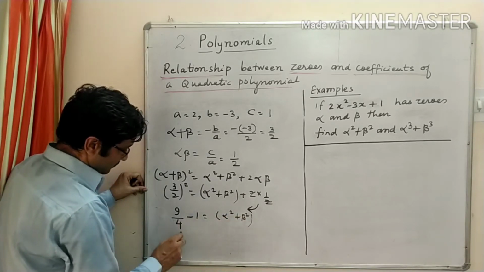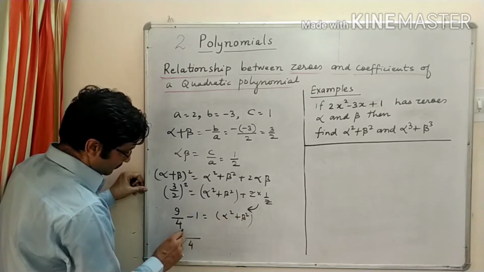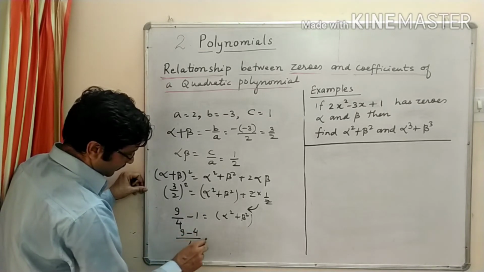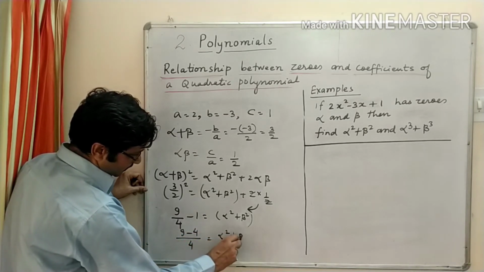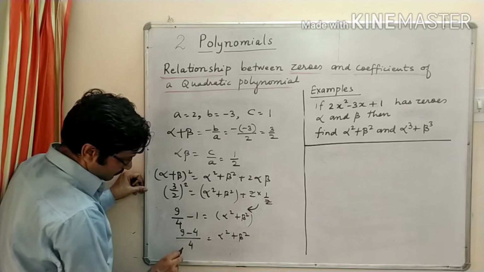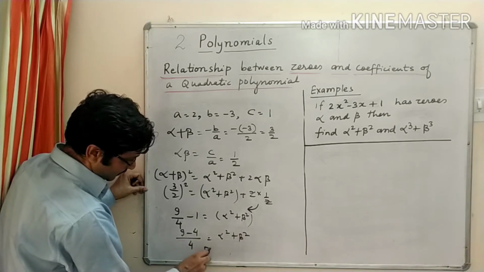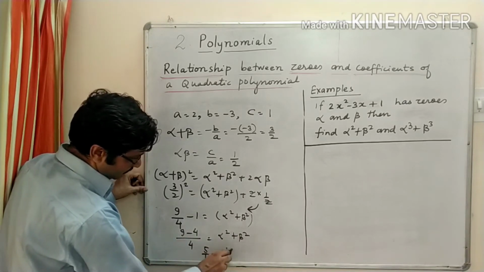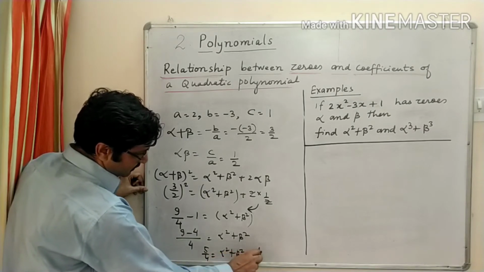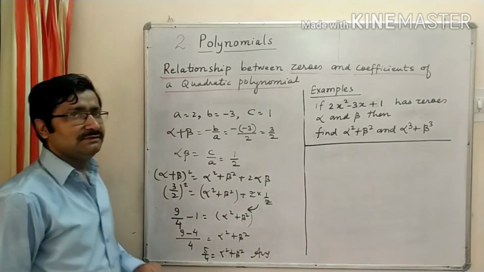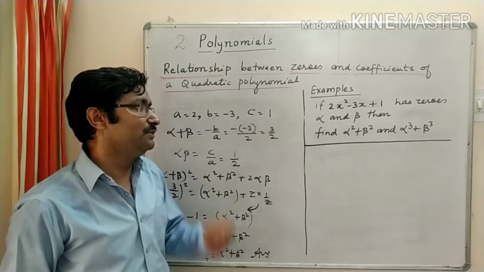So look here, you take LCM, LCM is 4, 9 minus 4 equals alpha square plus beta square. So 9 minus 4 is 5, 5 by 4 you get. 5 by 4 is equal to alpha square plus beta square. This is the answer. Second, one more thing we have to find, alpha cube plus beta cube.